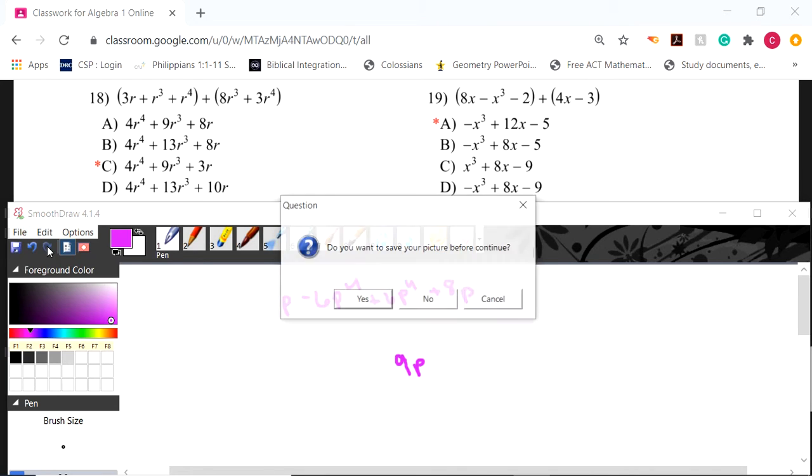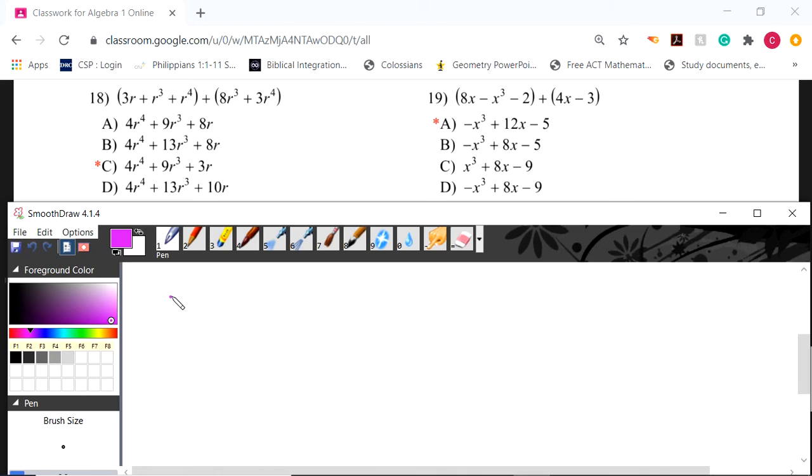Okay, here's another addition. So we got 3r plus r to the third plus r to the fourth plus 8r to the third plus 3r to the fourth. So we're going to combine our highest exponents first. So 3r to the fourth plus r to the fourth is going to be 4r to the fourth. R to the third plus 8r to the third is going to be 9r to the third. And then I just have my 3r by itself.